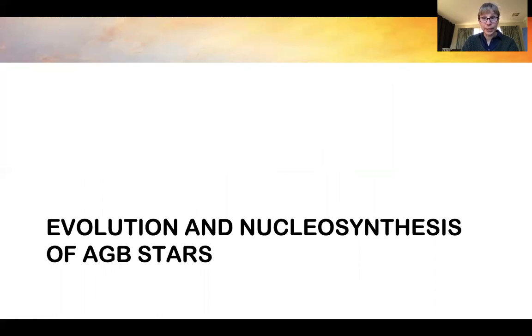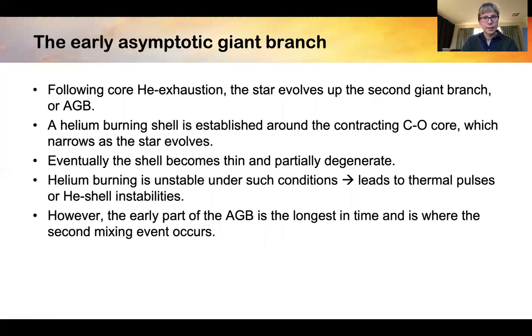And that leads me to the AGB phase. So we have our star gone through a phase of core helium burning. It has exhausted its supply of helium and it has a carbon-oxygen core. This carbon-oxygen core contracts, the outer layers expand, and the star evolves up the second giant branch, which is also known as the asymptotic giant branch.